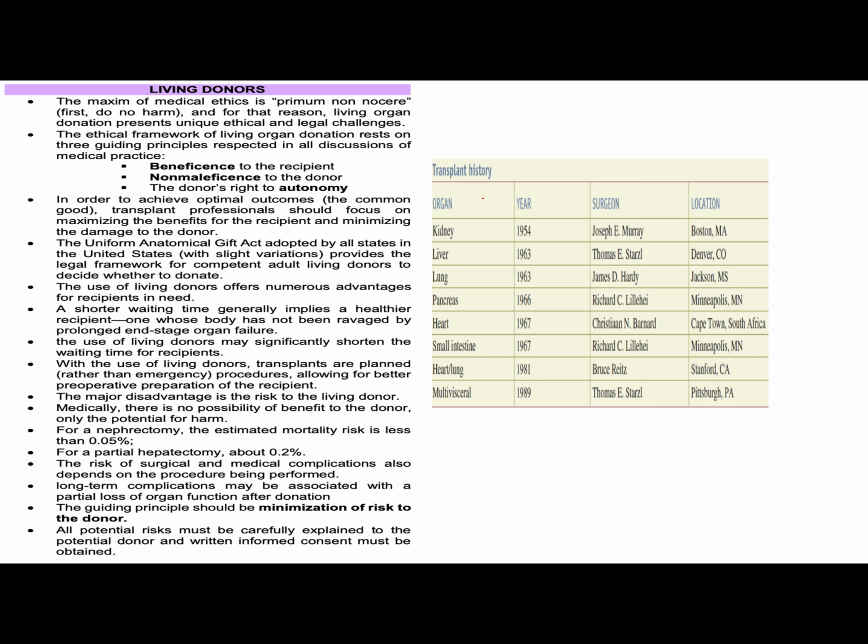Take note of the year the different organs were allowed. So, kidney, 1954, liver, 1963, lungs, 1963, pancreas, 1966, heart, 1967, small bowel, 1967, heart and lung, 1981, then multivisceral, 1989. Then there are corresponding surgeons. No need to memorize the location, class. Just the organ, the year, the surgeon, and this may come out in your exam.